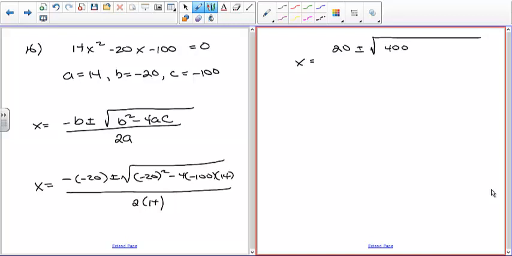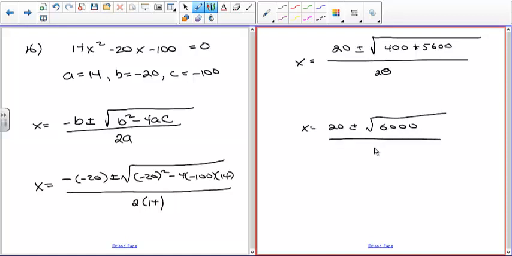So get our calculator out. So we have 4 times 100 times 14. So that's 5,600. All divided by 2 times 14, which is 28. And so if we add 400 to 5,600, we get 6,000. Now, what can we do? What's a common factor here amongst these two? Well, 4 is one, so I can divide both of these by 4. So what I'm looking for is 6,000 divisible by 16, because I want to get the square root of 16, so I can use that. So if we take 6,000 and divide by 16, we get 375.